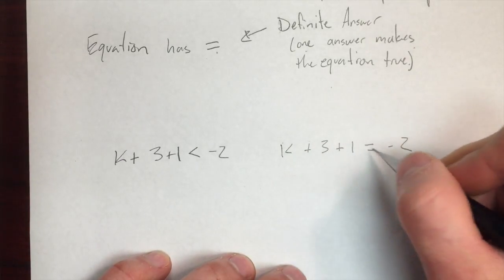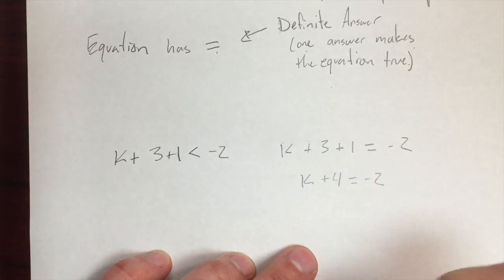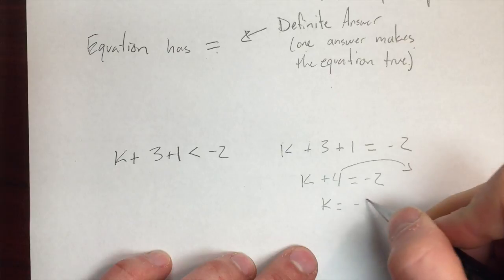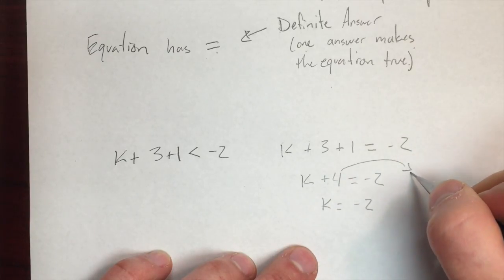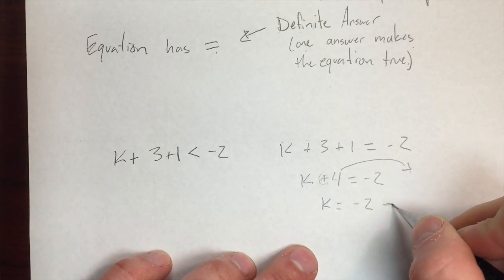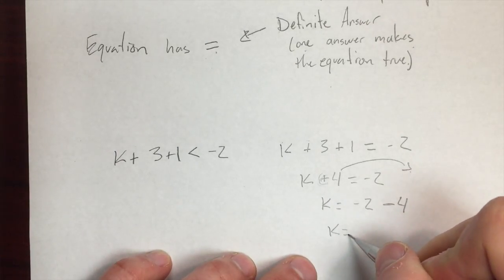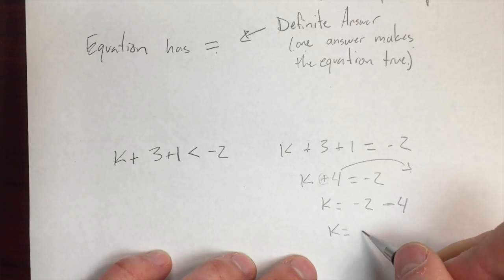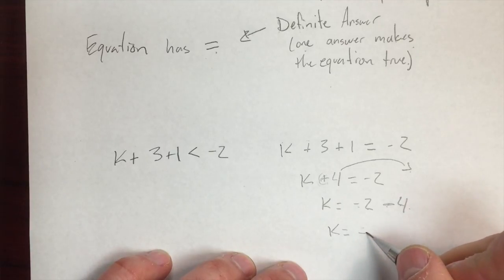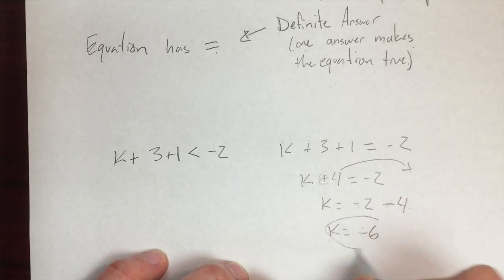So k plus 3 plus 1 simplifies to k plus 4 equals negative 2. Again, we can bring this 4 to this side and say k equals negative 2. When it switches sides, it switches signs, so this positive is going to turn into a negative over here, 4. Okay, so we can say k is going to equal negative 2 minus 4. Negative 2 in the negative direction 4 would be negative 6. Okay, so k in an equation only has one answer.